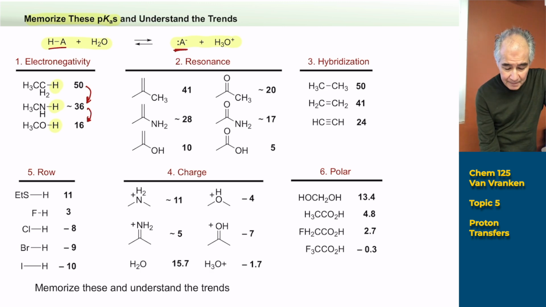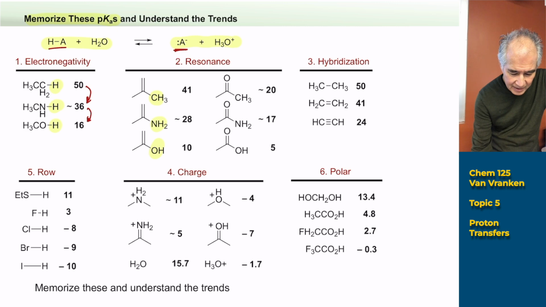Now, if we put a pi bond next door, so if we talk about the acidity of CH, NH, and OH, notice what we've done here: now we've stuck a pi bond next door to that.